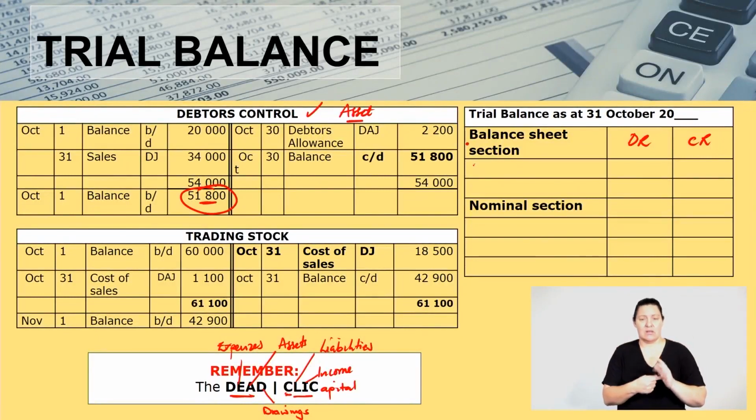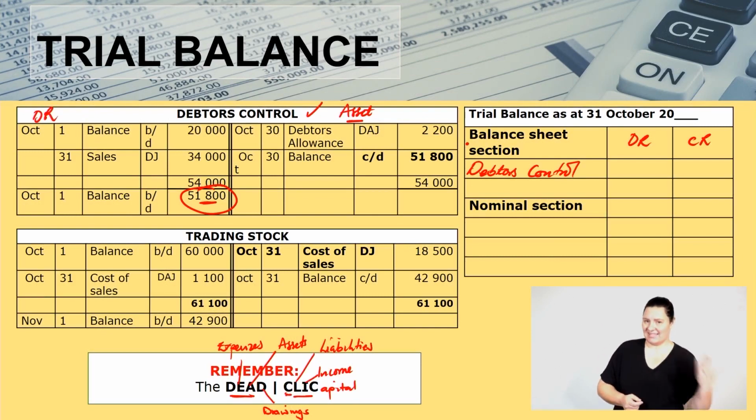I'm going to come here and I'm going to say debtors control. And then what side is my balance here? My balance is on the debit side. If my balance is on the debit side, I'm going to bring the amount to the debit side, 51,800. Let's quickly go now to the next one, trading stock.